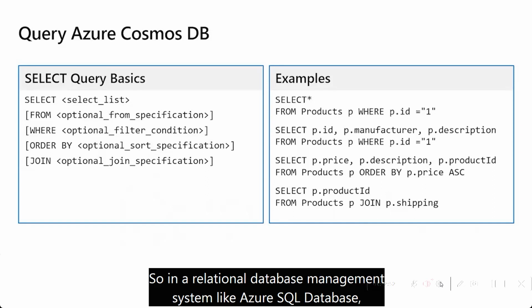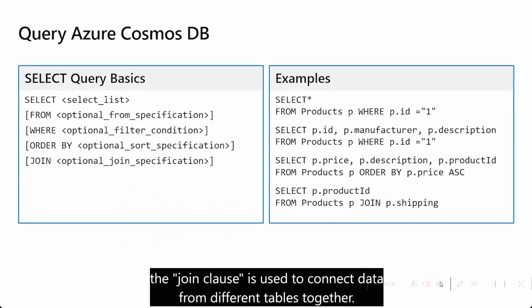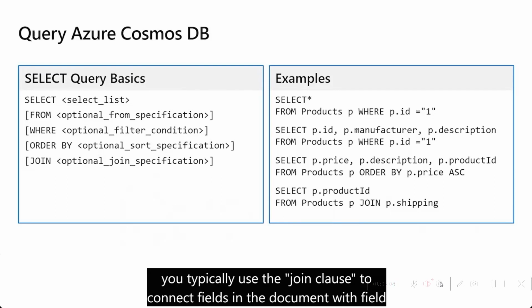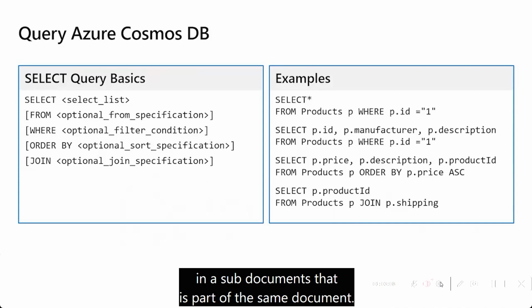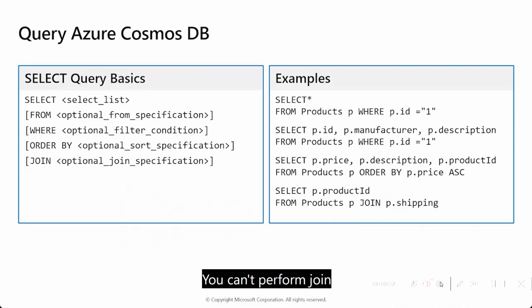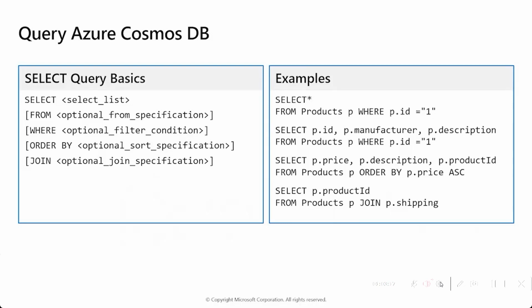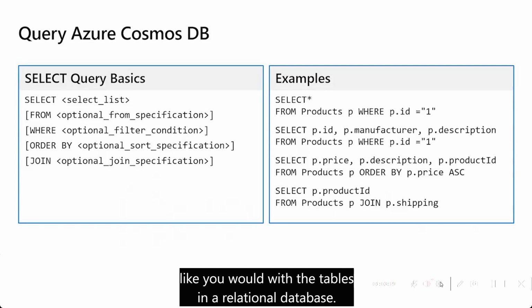In a relational database management system like Azure SQL Database, the join clause is used to connect data from different tables together. In the Core SQL API, you typically use the join clause to connect fields in the document with fields in sub-documents that are part of the same document. You can't perform join operations or queries across different documents like you would with the tables in a relational database.